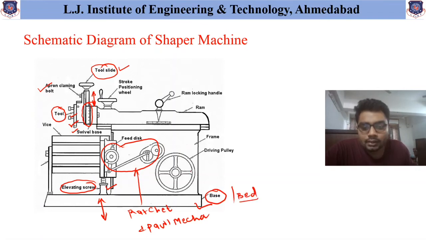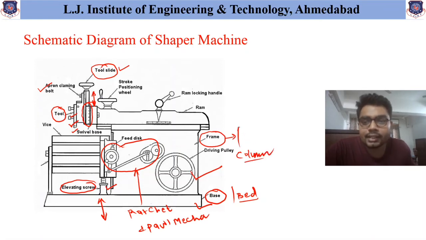The last bottom part is called the base or bed. This is the driving pulley. This is the frame, or you can also see it as the column, which supports the entire top portion. The reciprocating movement can be obtained with the help of another part, and that part is called the ram.